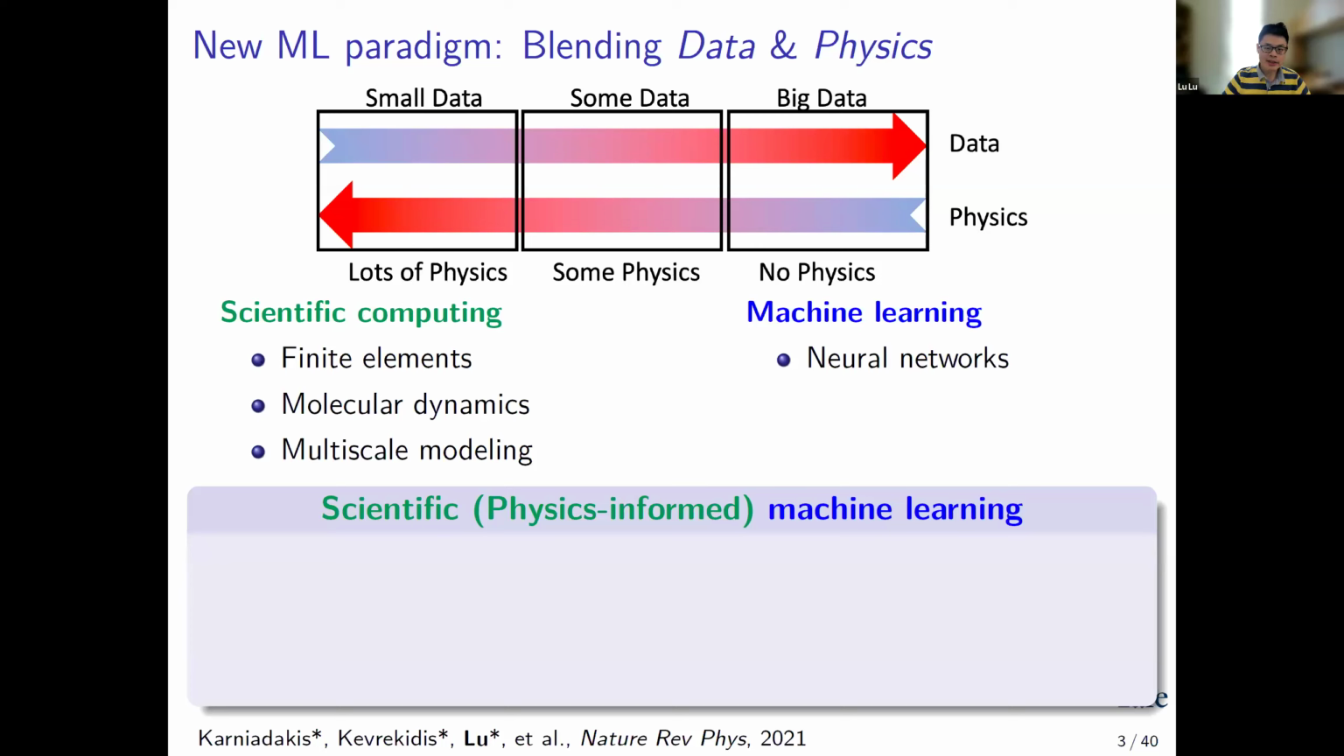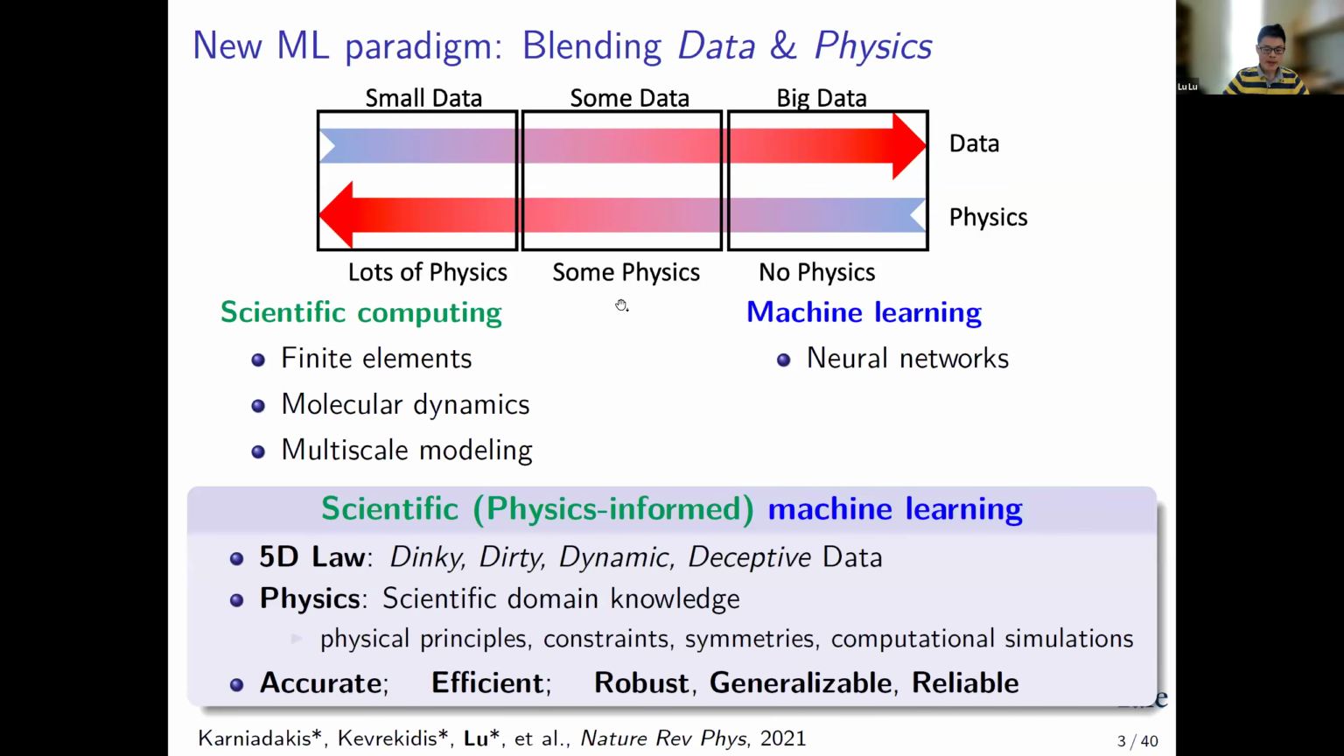But nowadays in many engineering problems, we do have some physics, but we also have some data. Either could be imperfect. So physics-informed machine learning, or scientific machine learning, what we try to do is develop new machine learning techniques that can handle the case in the middle. So the data set we consider could be not perfect. It could be dinky, dirty, dynamic, or deceptive. And we also have some physics, but the physics may or may not be perfect.